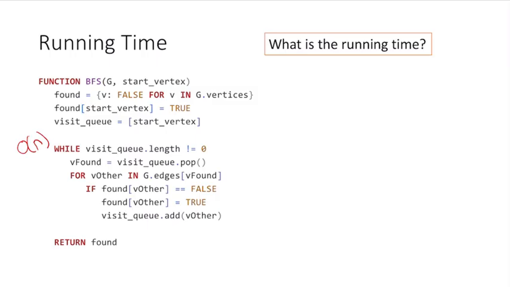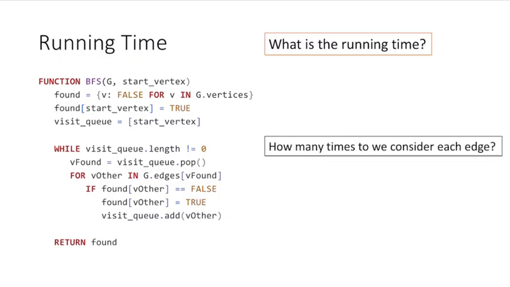All right, well, how about the inner loop? What is the running time of the inner loop? The inner loop's actually quite a bit trickier. What we might be tempted to do is to say it's big O of m because we're looping over the edges. However, that's a bit of a simplification because we don't loop over all edges every single iteration here. We're only looping over the edges of a specific vertex. So maybe an easier question to answer is, how many times do we consider each edge here?